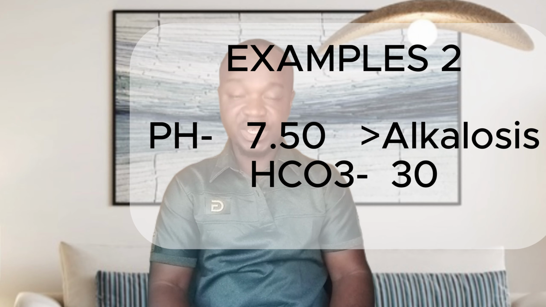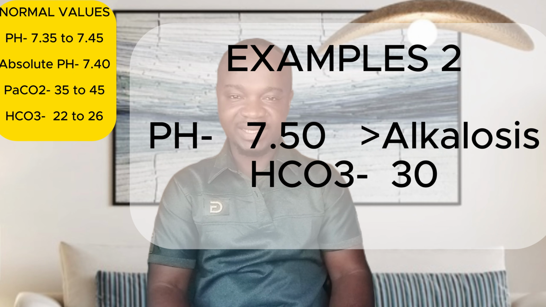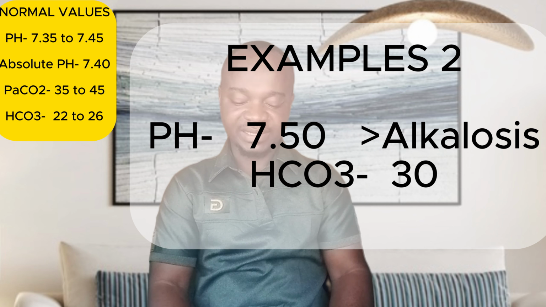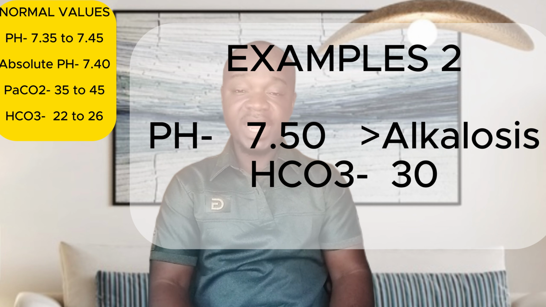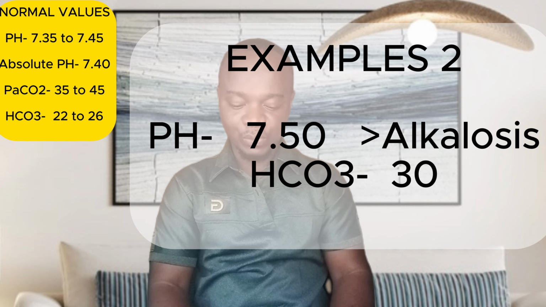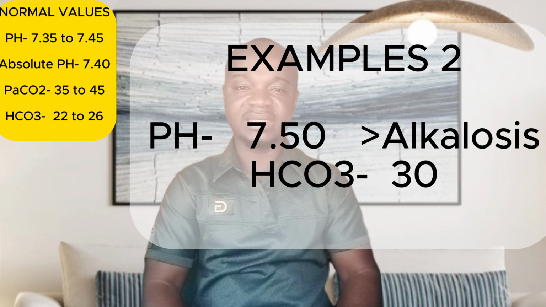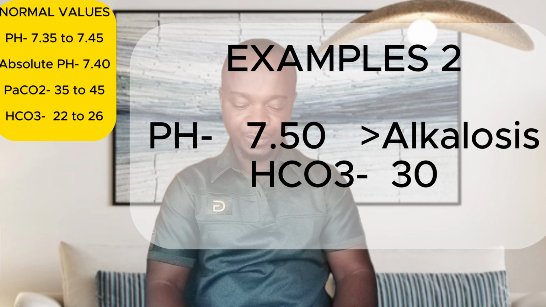Let us look at example 2. pH is 7.50. Bicarbonate is 30. Now, when you look at this, the pH has gone beyond the absolute pH, which is 7.40. So it is alkalosis, right? Yes, now we have our alkalosis. How can we determine whether it is respiratory or metabolic?